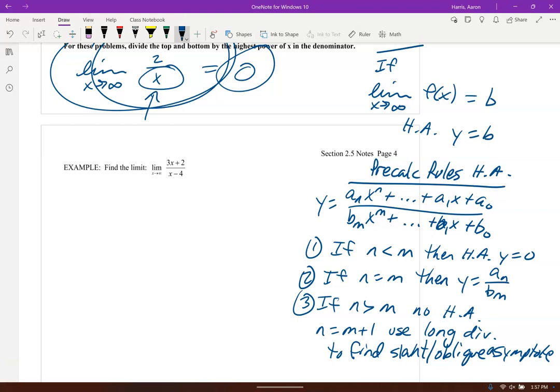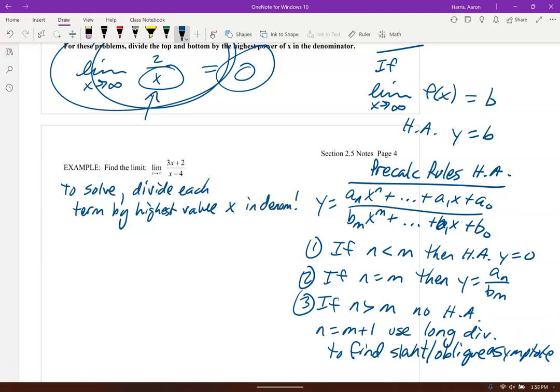So let's look at this first one here. We've got the limit as x goes to infinity of 3x plus 2 over x minus 4. Well, the idea to solve these is we're going to divide each term by the highest value of x in the denominator, okay? And that'll help us to solve this limit.